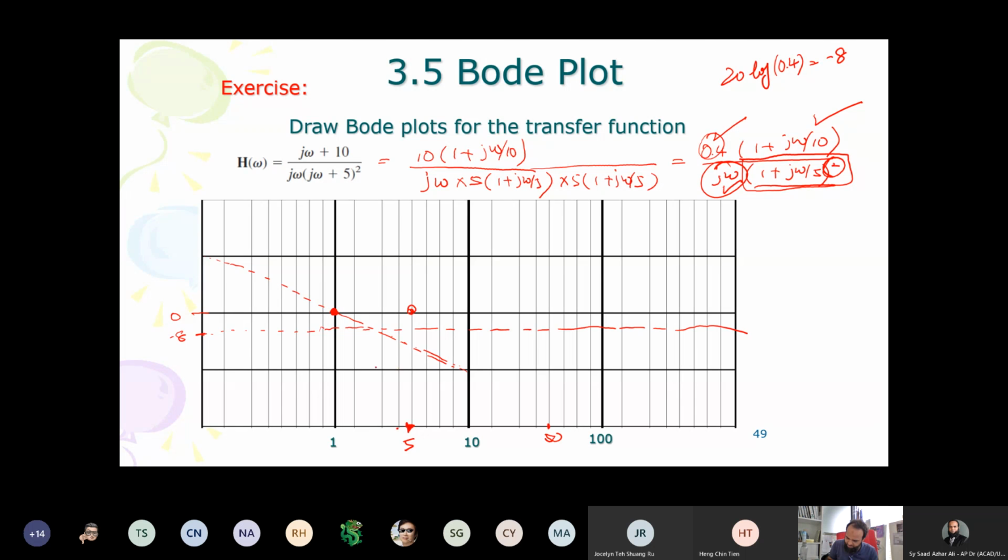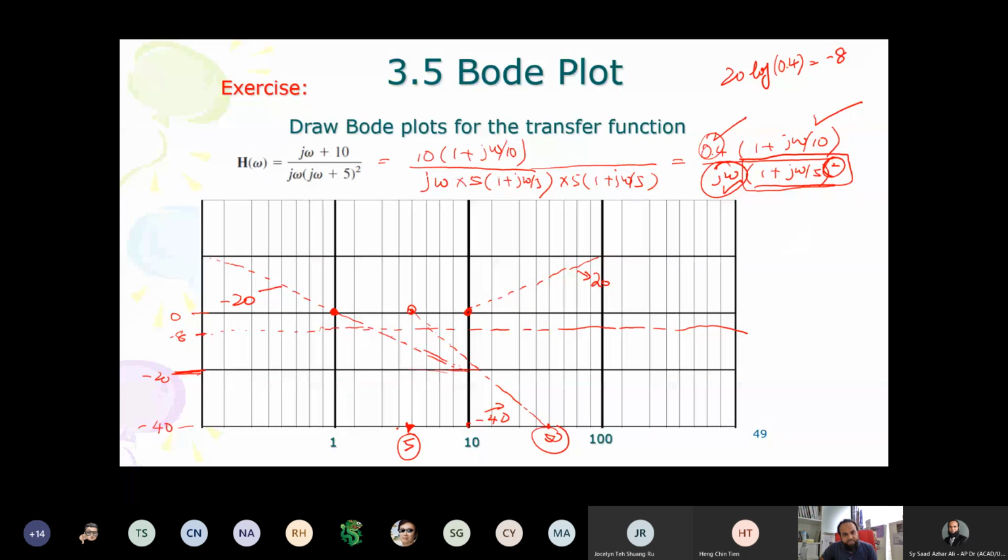So from 0, this is 20, this is minus 20, and this is -40. So it will go from 5 to 50, something like this. This was basically -20, and this is -40 dB per decade. All right, and then a simple 0 at 10. This is standard for us, 20 dB per decade.